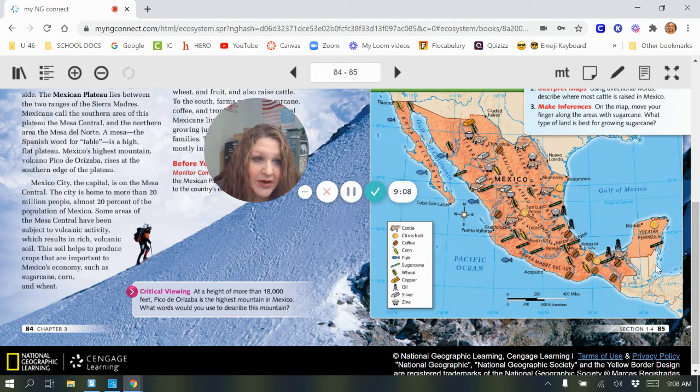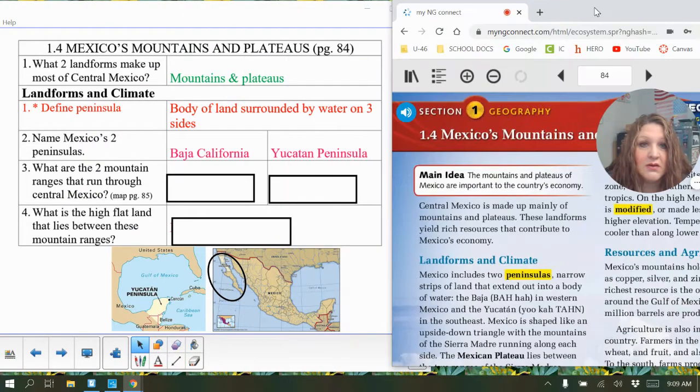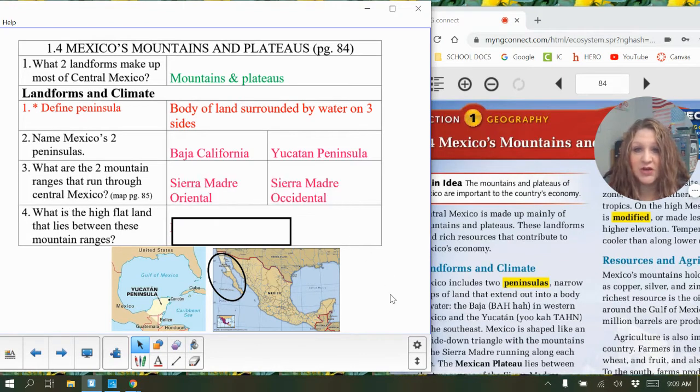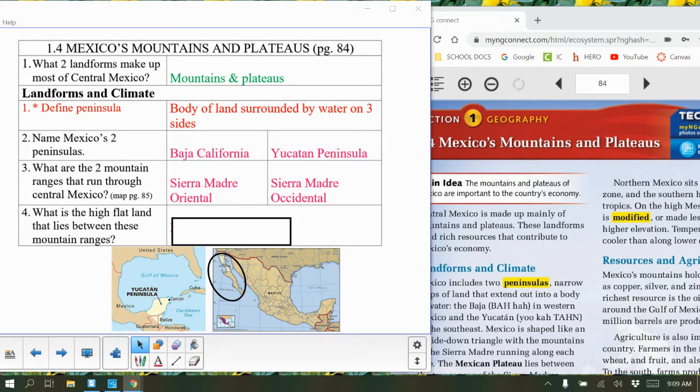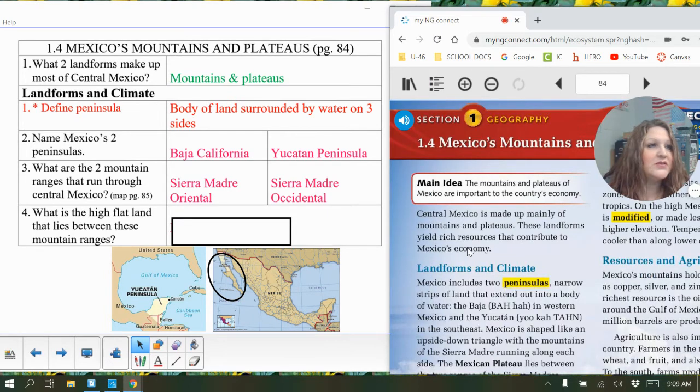And then again here, I'm going to point out the Yucatan Peninsula right here and the Baja California Peninsula right there. Okay, so our answer is Sierra Madre Oriental and Sierra Madre Occidental. So once again, you have some bullet points in your notes to go ahead and put those in.